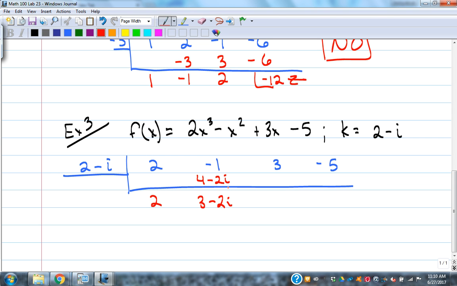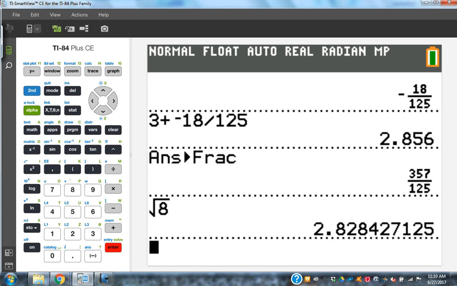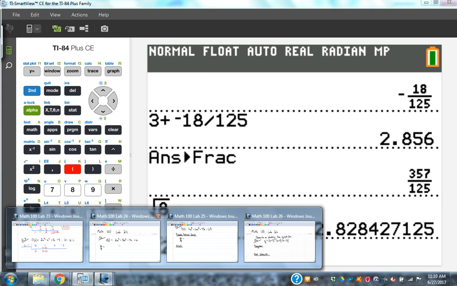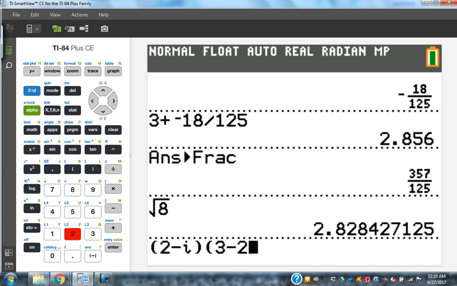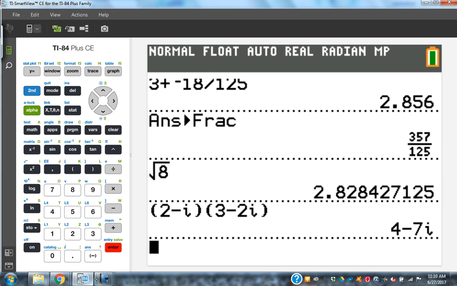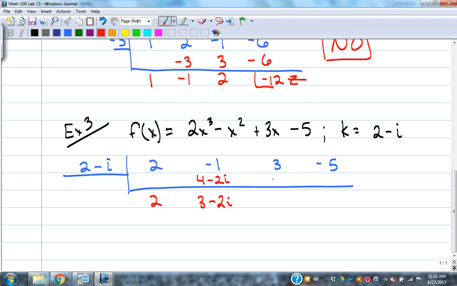And then we're going to multiply 2 minus i times 3 minus 2i. I'm going to use the graphing calculator to help me with that. 2 minus i times 3 minus 2i. Get 4 minus 7i. Add 3, would be 7 minus 7i. And I'm multiplying 2 minus i times 7 minus 7i.